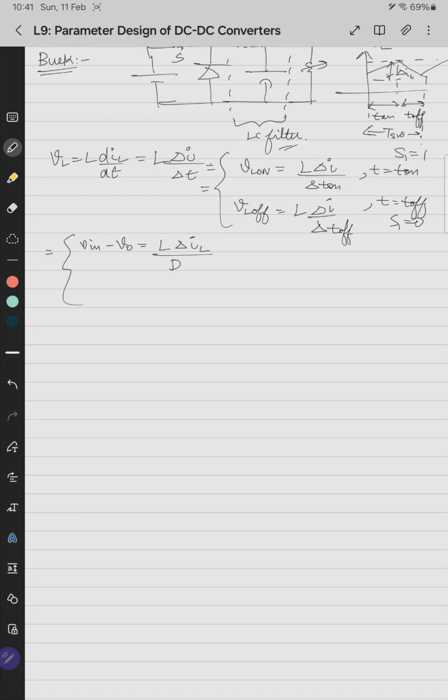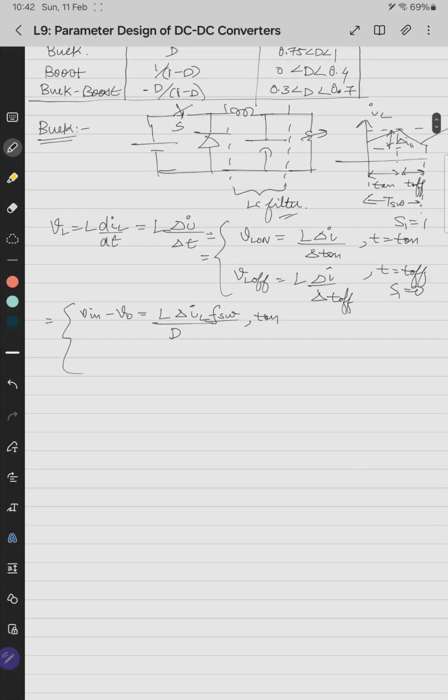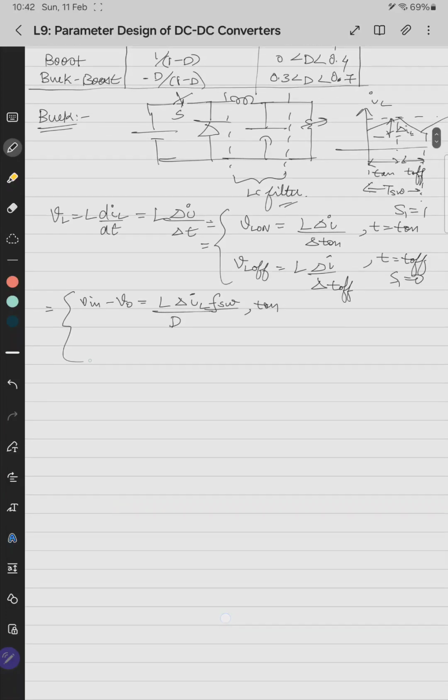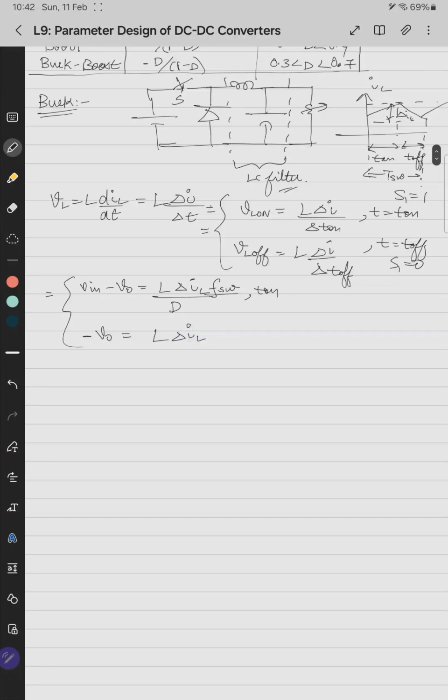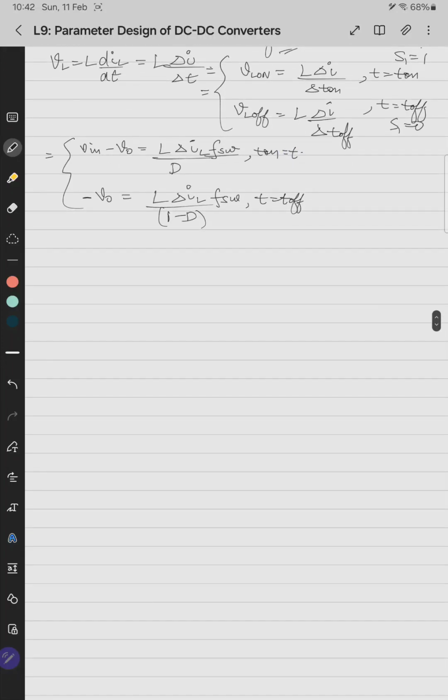If I write in terms of switching frequency, then F switching is 1 by T switching, so it goes to the numerator, F switching. Similarly, this is for T on. For T off, when the switch is off, the voltage across the inductor is minus V naught. So it will be minus V naught equals L delta IL by delta T, which is 1 minus D into T S, or 1 minus D by F switching, when T equals T off. So we can use either the first or the second relation to derive the relation between L and delta IL.